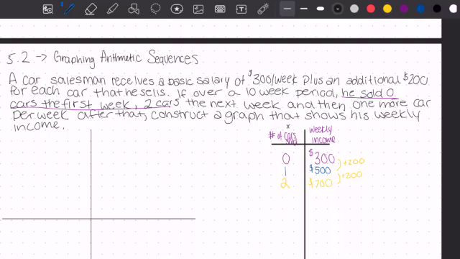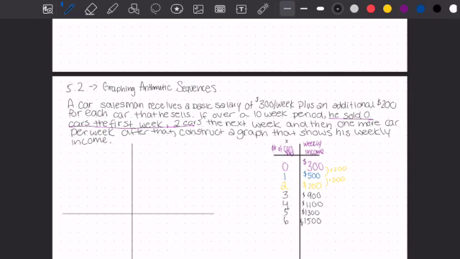Now I could keep going, and I'll fill this in just for the sake of understanding here. So 3 cars is $900. That's the base salary plus 3 times 200. And then 4 cars is $1,100. And 5 cars is $1,300. 6 cars is $1,500, and so on. You could keep going up until 10 weeks. That specific question says over a 10-week period, so you should consider going all the way down to 10.